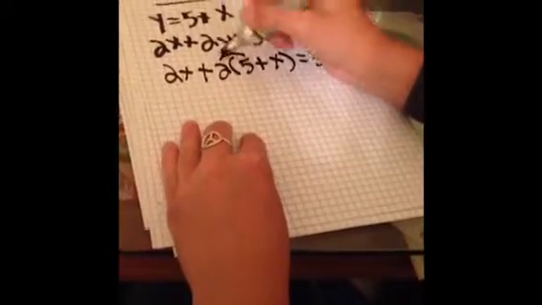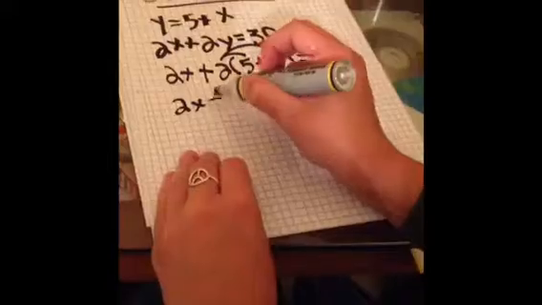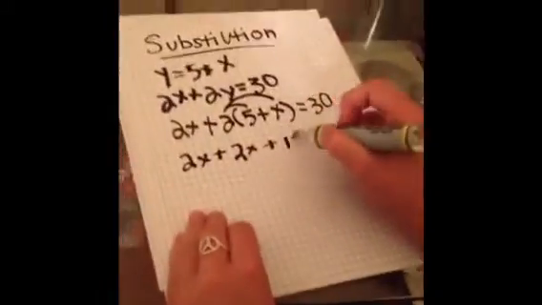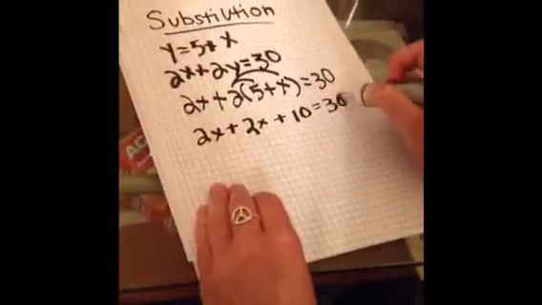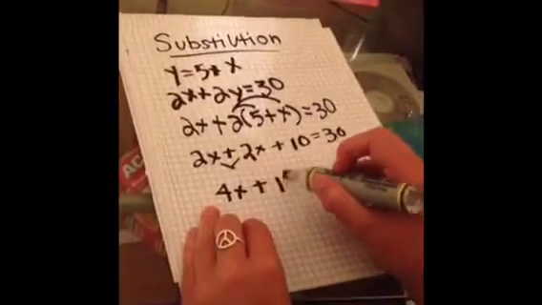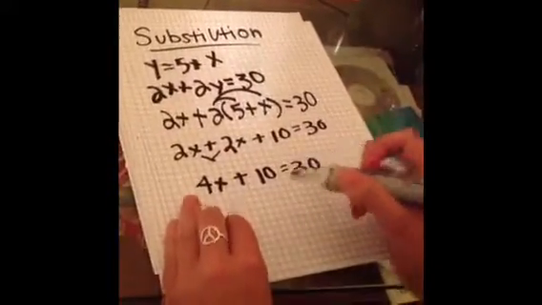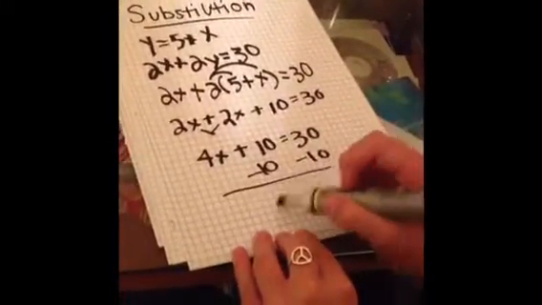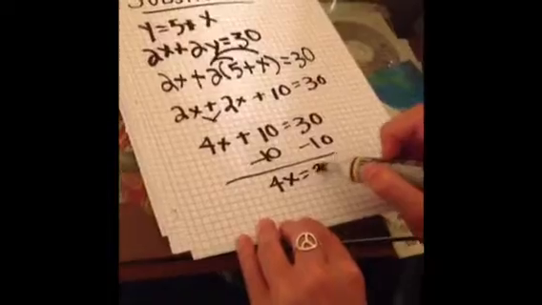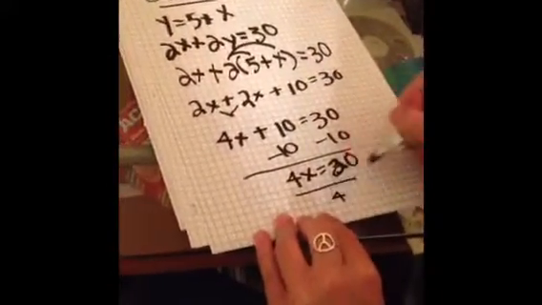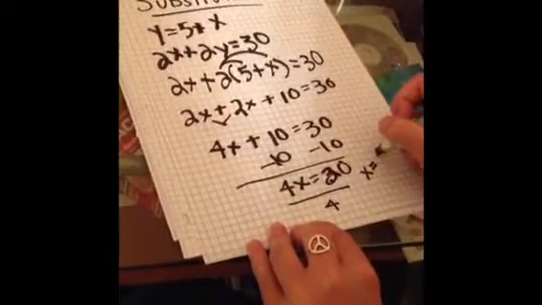So you distribute these, which equals 2x plus 2x plus 10 equals 30. These can add together to 4x plus 10 equals 30. Then you subtract 10. 4x equals 30 minus 10, which is 20. Divide that by 4, and you get x equals 5.